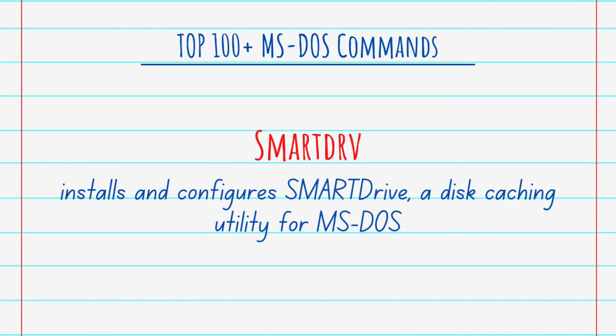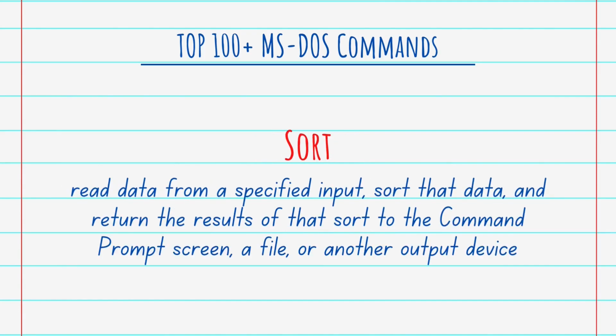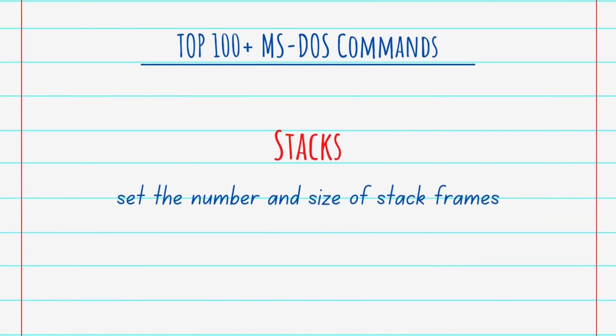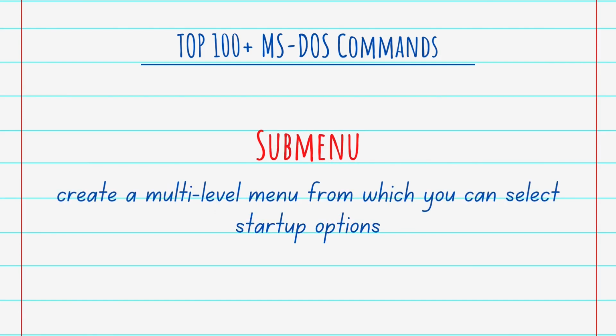Next is the SmartDRV. The SmartDRV command installs and configures the SmartDrive, a disk caching utility for MS-DOS. Sort command. The sort command is used to read data from a specified input, sort the data and return the result of the sort to the command prompt screen, a file or another output device. Next is the stacks. The stacks command is used in the config.sys file to set the number and size of the stack frames.